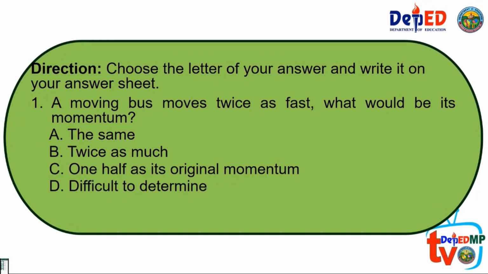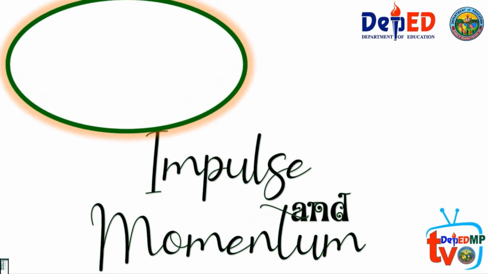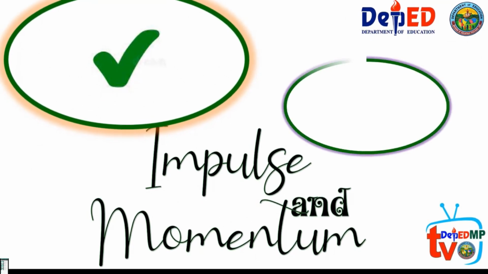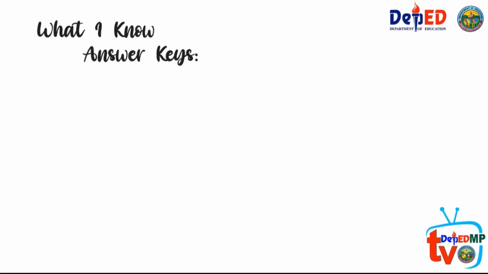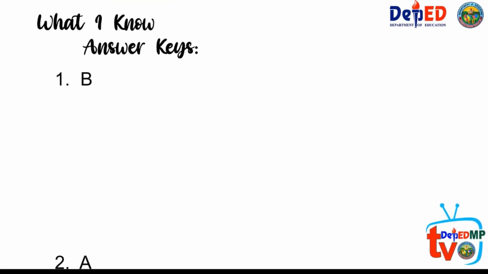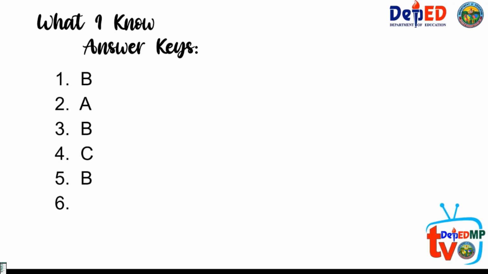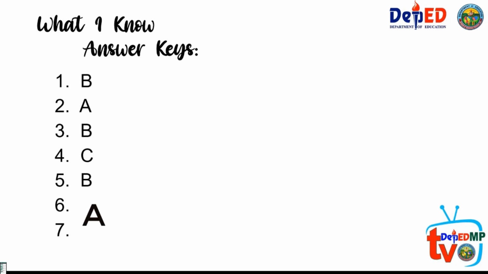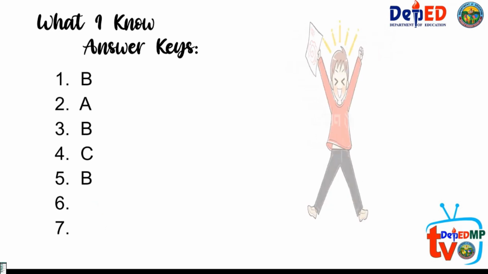Is your answer correct? Now, pause the video and continue answering the pretest. Check your answers. Put check mark if you got correct answer. Mark X if it is wrong. Here are the key answers. Were you able to get 80% of the raw score? If it's not, you will learn more as we proceed to the lesson.